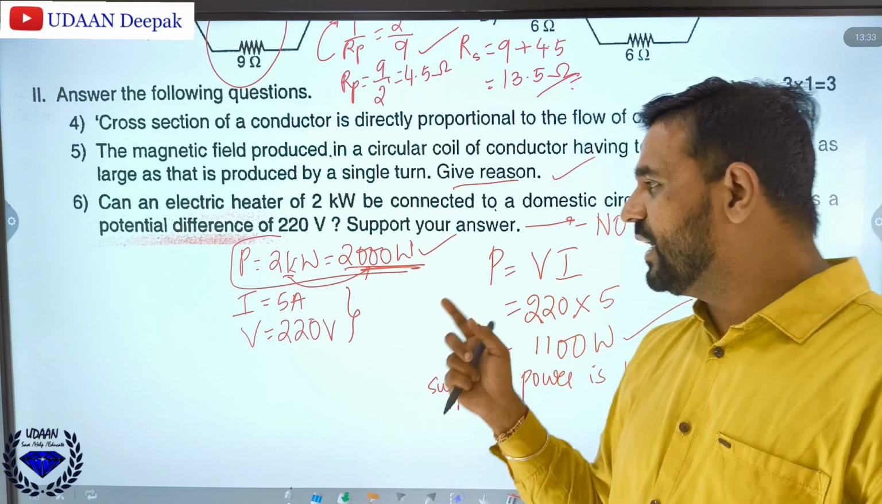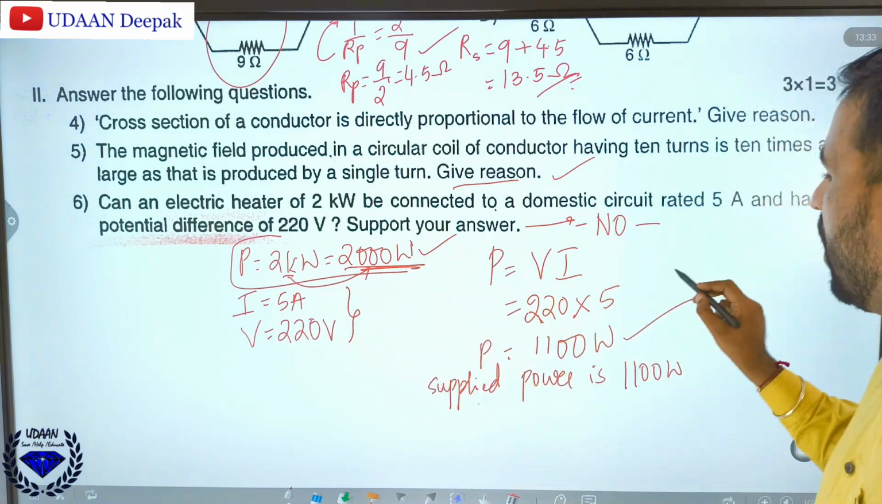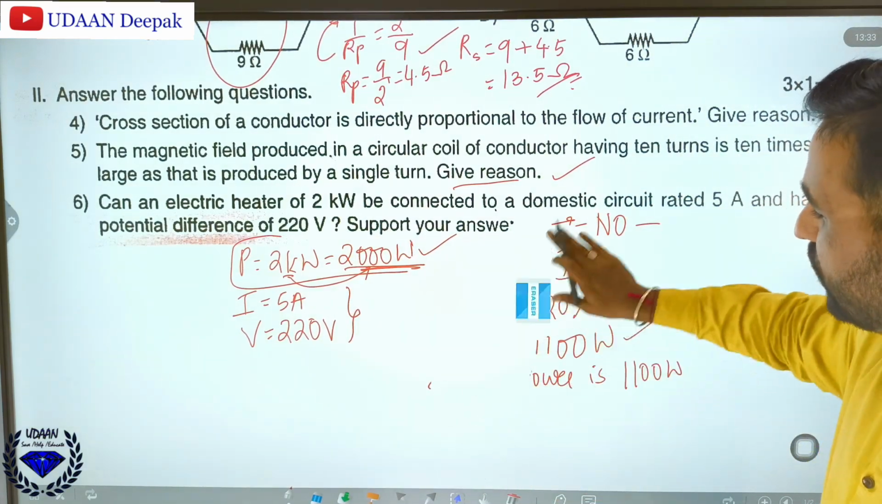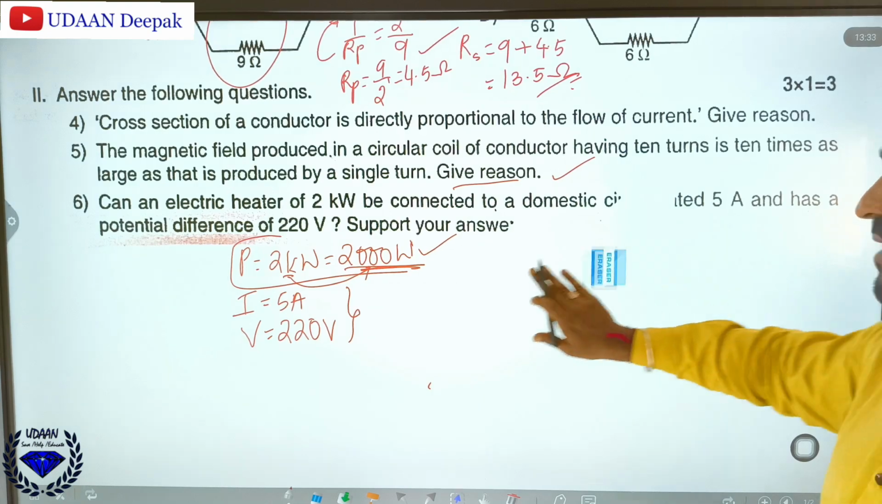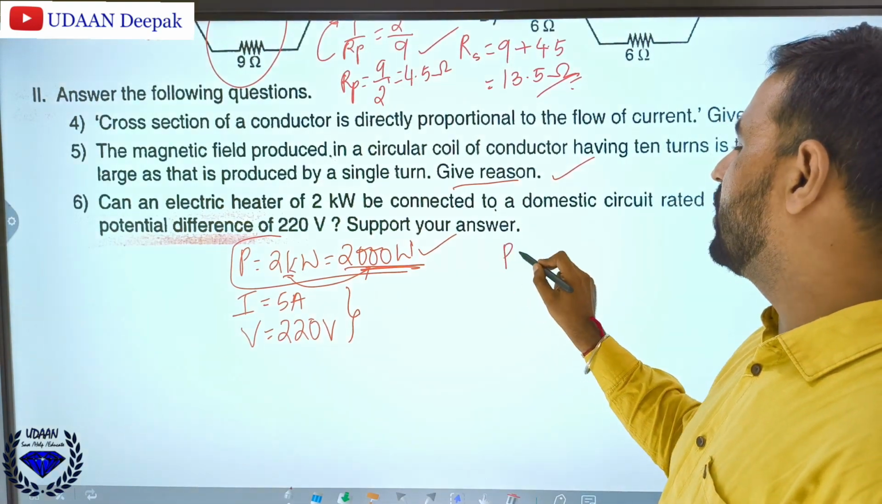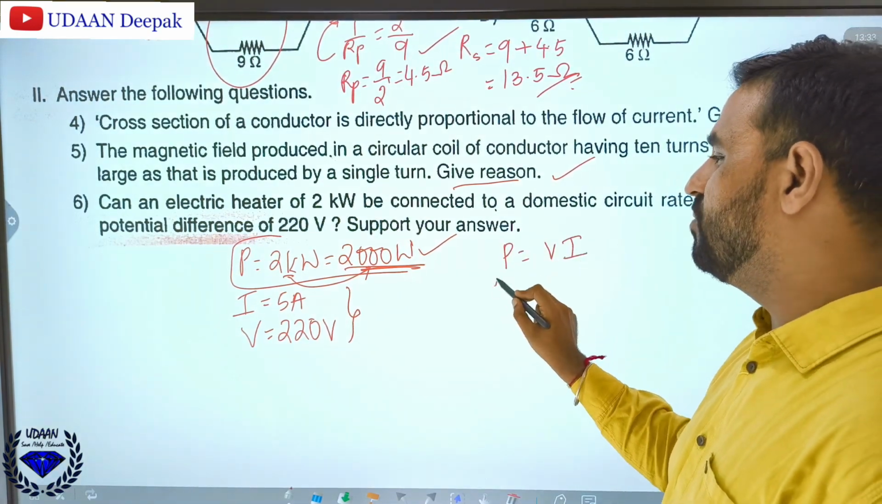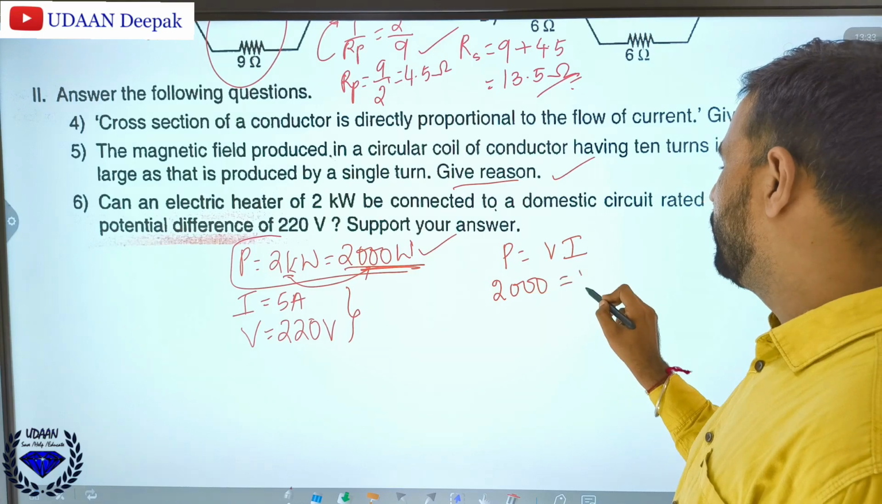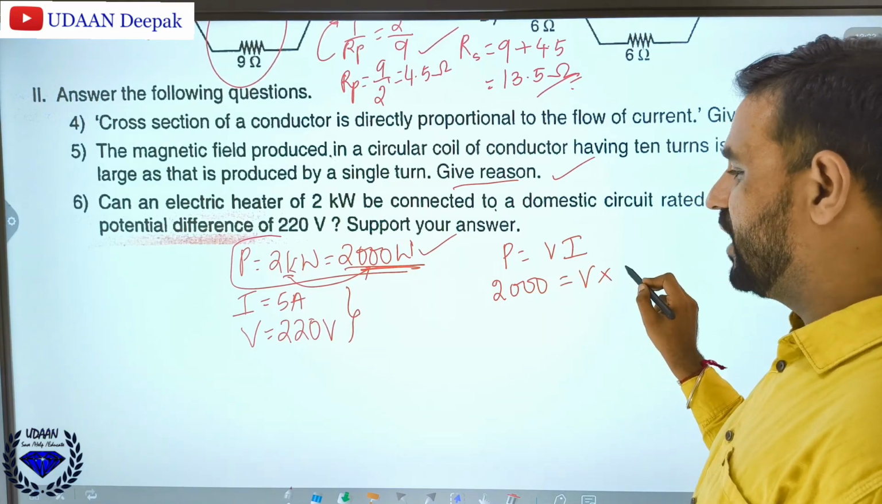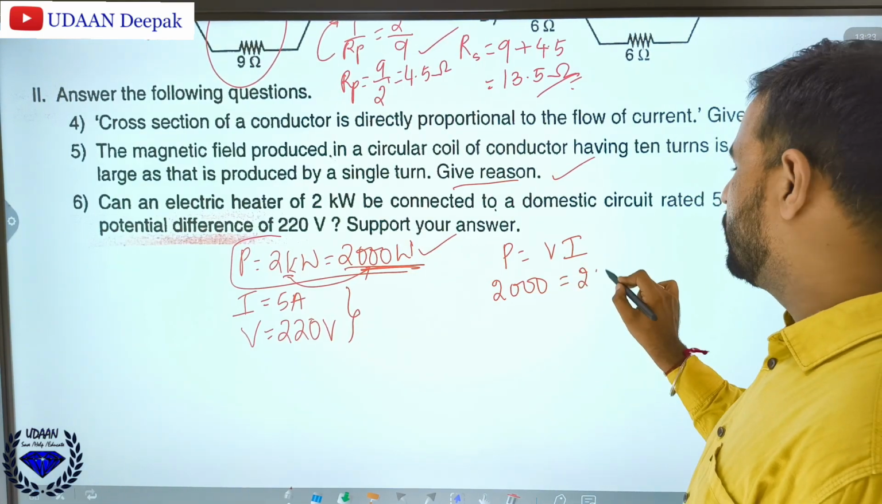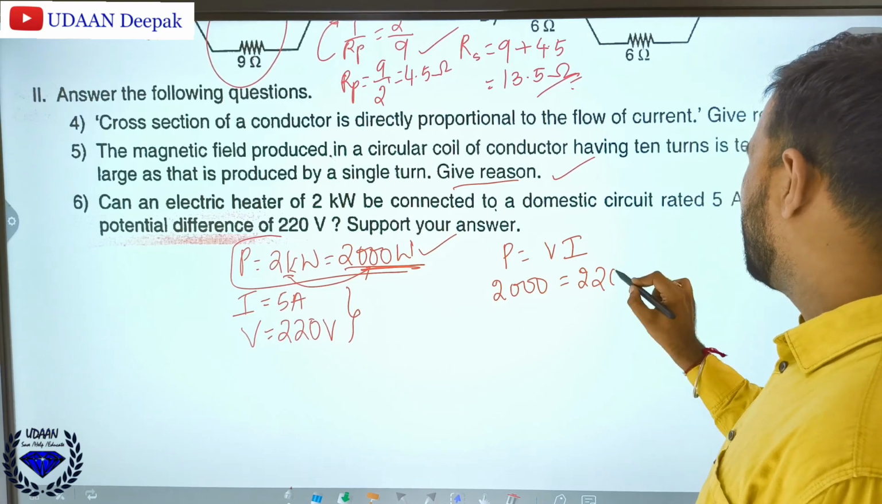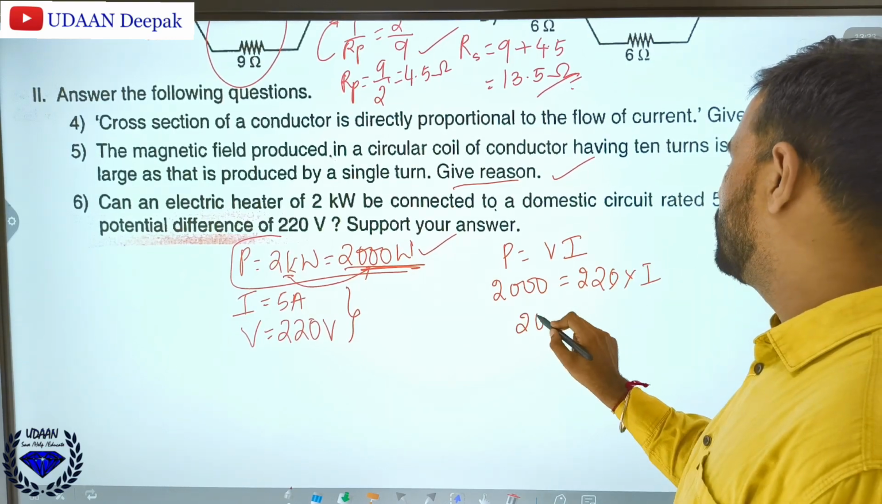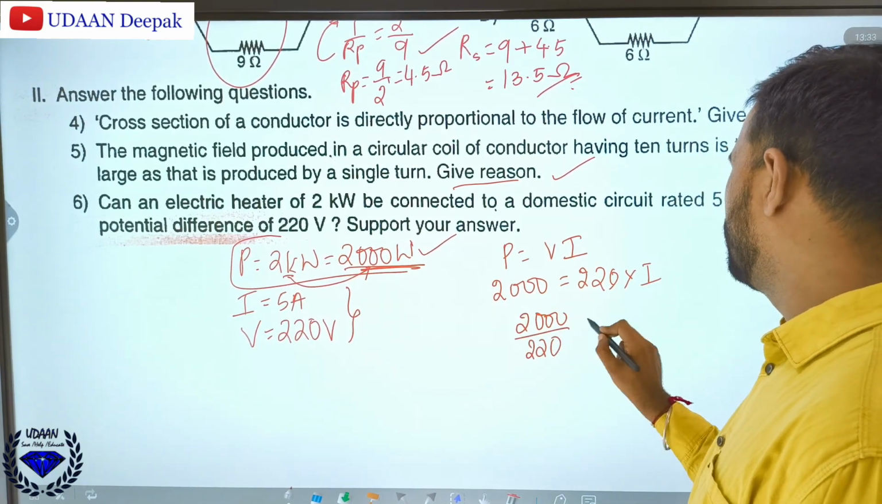Or else you can do one more thing. You can find current from this. So how can you do here? By using this, there is one more method. If you can do that also, that is also accepted. So you know P is equal to V into I. P is how much? 2000 equals V into I. You take V, you find I, 220 volt. I, you write I itself. So 2000 by 220 you do for I.